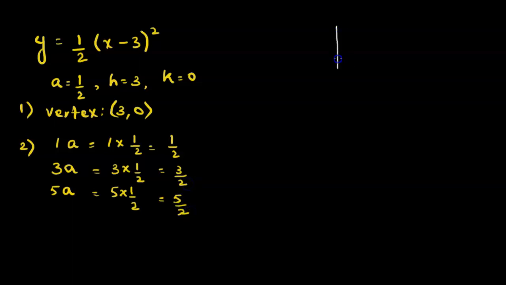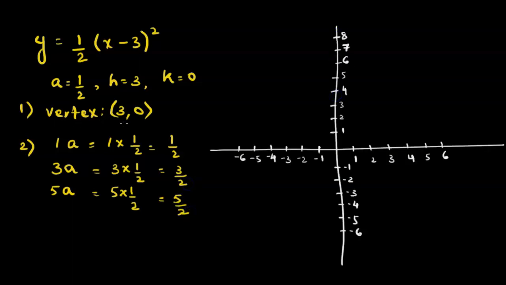Now let's make a grid. So step 1 is we mark the vertex, that is 3 comma 0. So we have x is 3, y is 0. So this is our vertex. Next we have 1a, that gives us 1 over 2. So rise is 1, run is 2. Therefore from this point we rise 1 and we run 2. That means we run 2 on the right side.